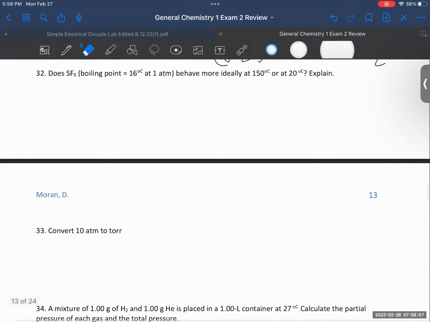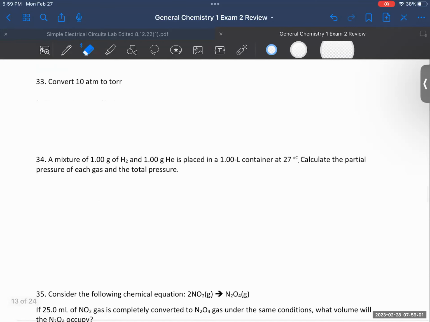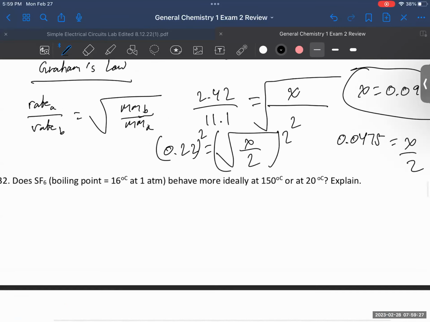All right, this is going to be the last, or let's do number 33, sorry. So how do you convert 10 atmospheres to torr? So 1 atmosphere is how many torr again? Yeah, 760. So you'll get a grand total of 7,600 torr. All right, nice and easy problem. All right, let's go back to 32.